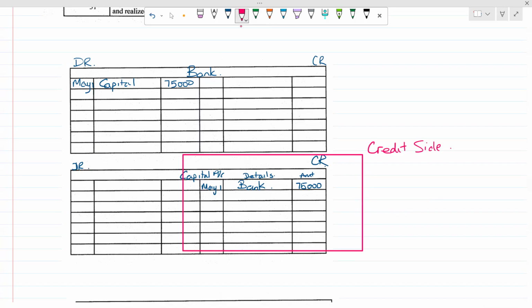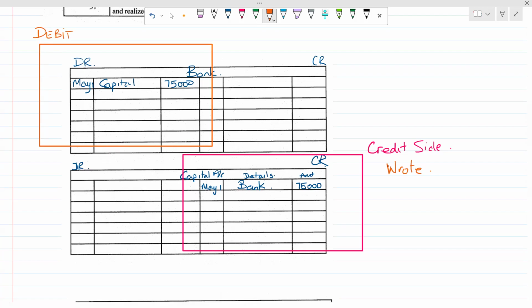We credit the capital account? Yes, you sure? And how are you determining if you credit the capital account? It's on the credit side. Right, because you wrote on the credit side. And are we debiting the bank account here? How do we know we're debiting the bank account? Because you wrote on the debit side. Exactly. We wrote on the debit side.